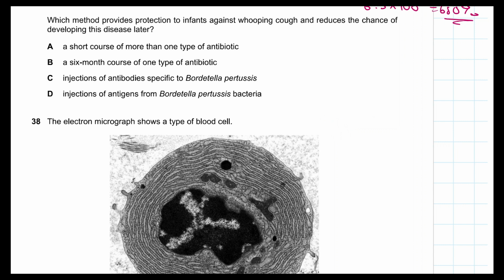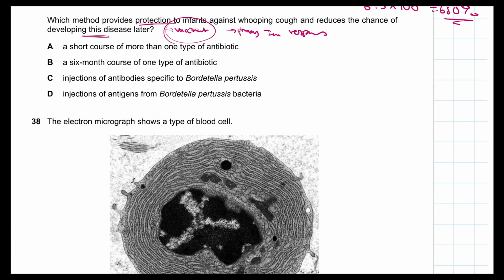Question number 37. Which method provides protection to infants against whooping cough and reduces the chance of developing this disease later? So, what provides future protection and reduces the chance of developing the disease is definitely going to be a vaccination with a primary immune response taking place. This is going to provide future protection for the disease because of what happens when the vaccine is provided to the infant. The antigen is acquired for the first time by the body.